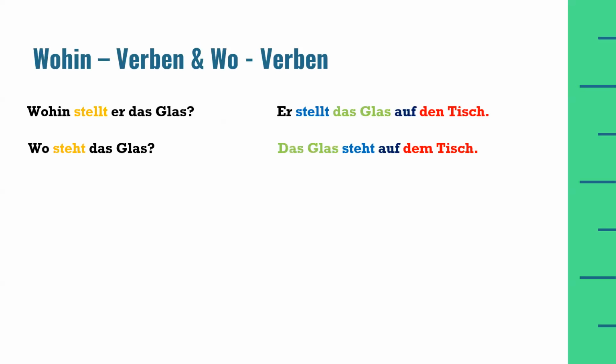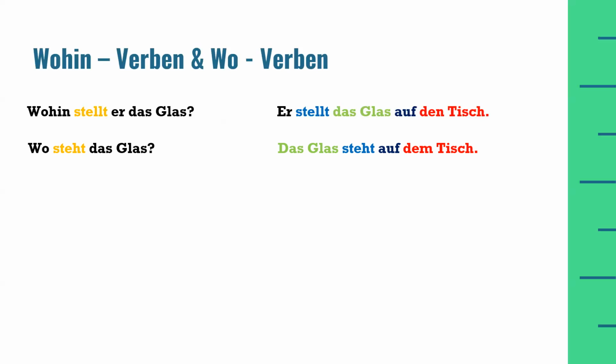The next question is: Wo steht das Glas? Where does the glass stand? Now, in this sentence, we are asking about the location of the glass. So, where is the glass? And we are now using the verb stehen, and we are conjugating it according to the subject das Glas. Stehen, we have to use this verb with the question word wo.